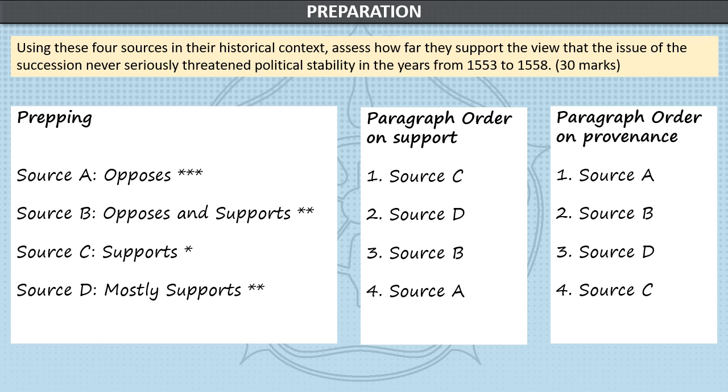We could also order our paragraphs based on the provenance of the sources. And at this point, the evaluations that we made of the importance of the sources could come into play. Using this method, I would be writing firstly on source A, my second paragraph would be B, my third D, and my fourth source C.